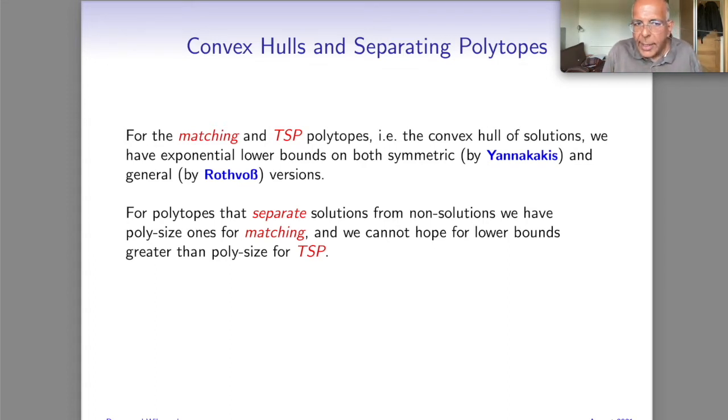We know in the case of the matching polytope that we can get polynomial size ones simply because the matching problem is in polynomial time. And to get them for TSP, we would have to show that NP is contained in P/poly, or in the other direction, to get lower bounds, we can't expect to get lower bounds without separating P from NP. Okay, so that's the overall picture as it stood a few years ago.